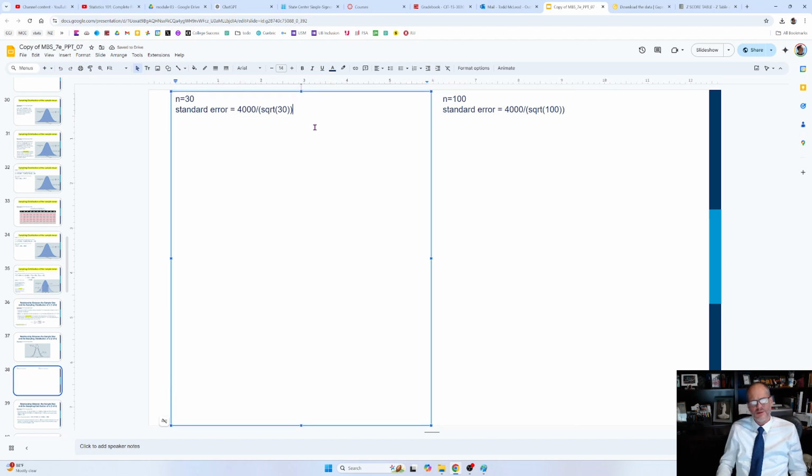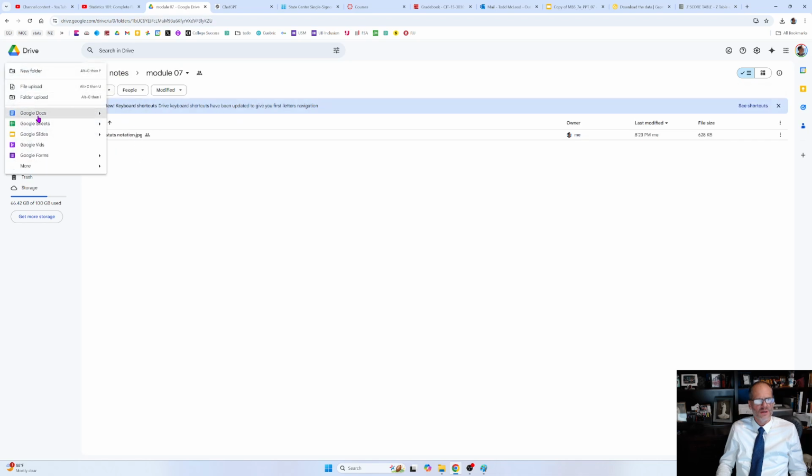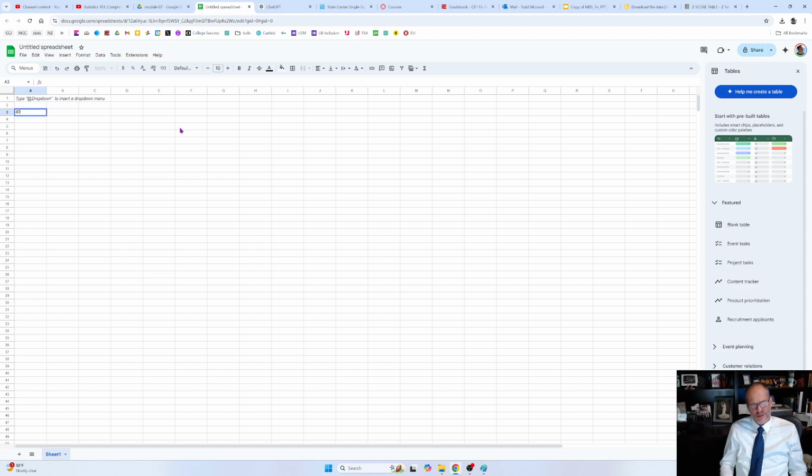And to calculate that, we could use a spreadsheet. A spreadsheet's going to be the best way for me to do that. We're going to go into Module 7 and do a new spreadsheet. We'll have 4,000 here and 30, and then 4,000 here and 100, and then the square root of that. The square root of 30 is that, and we'll copy this over, and the square root of 100 is 10. Then we're going to have equals the 4,000 divided by that square root of the sample size.